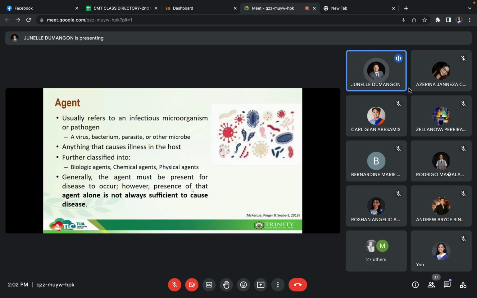But the presence of the agent alone is not always sufficient to cause disease. Diba? Koch's postulate, remember? The agent must be present for a disease to occur. But the presence of an agent is not sufficient to cause disease. So ano example nun? COVID-19 again, diba? So kunwari, somebody enters the room and they have COVID. Not all of us will develop COVID. Why? Because meron tayong host resistance. Diba? So, yes, an agent can be present, but it does not necessarily mean that we will develop the disease.